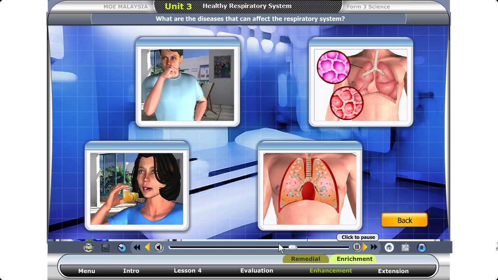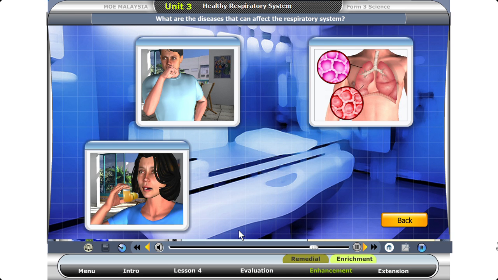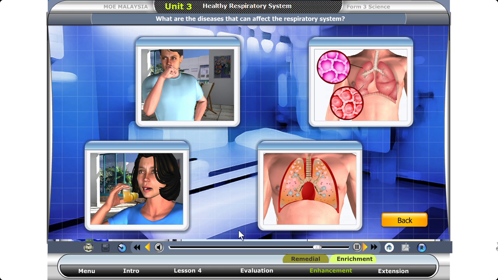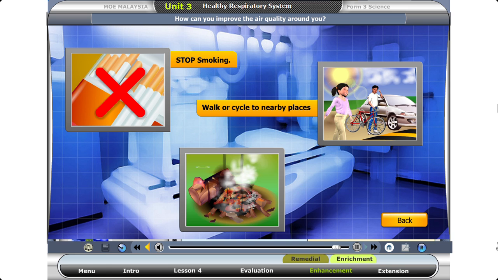If your respiratory system is exposed to pollutants for long term, you could develop respiratory diseases such as these: bronchitis, pneumonia, asthma, lung cancer. Harmful substances that are in the air can cause diseases that affect the respiratory system. Stop smoking. Walk or cycle to nearby places instead of using the car. Avoid open burning.